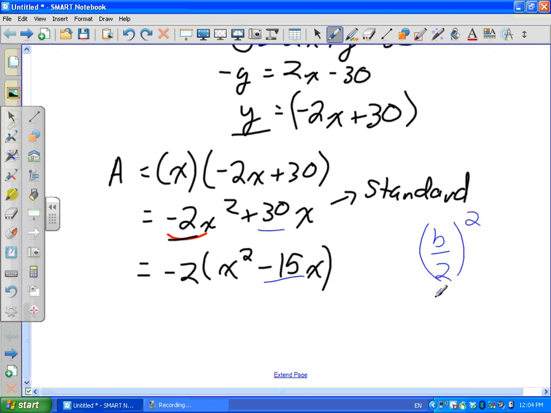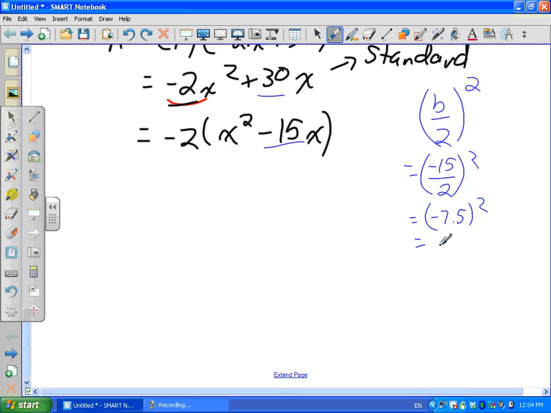So I'm left with negative 15 divided by 2, which is negative 7.5 squared, which is 56.25. Can you believe I did that in my head? No, I didn't. That's a lie. Okay. So this is the number we're dealing with, 56.25.